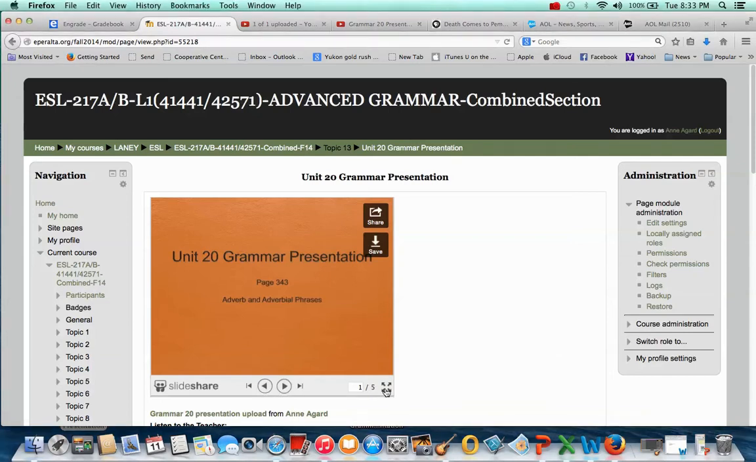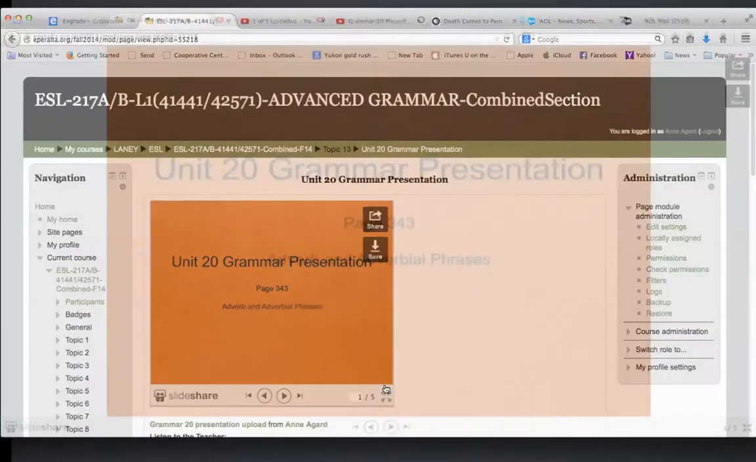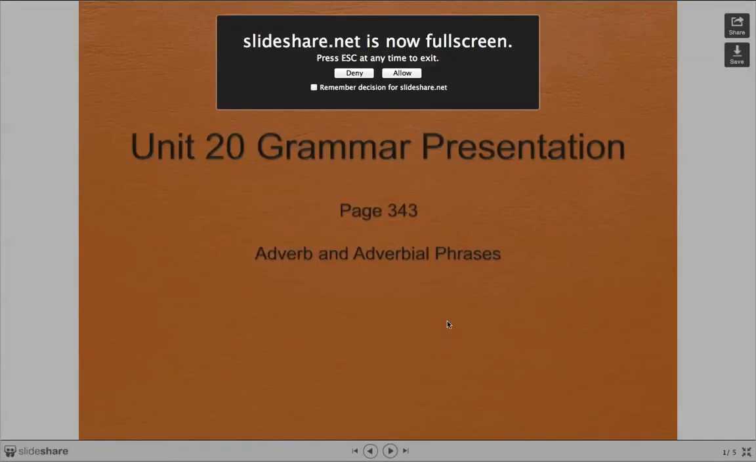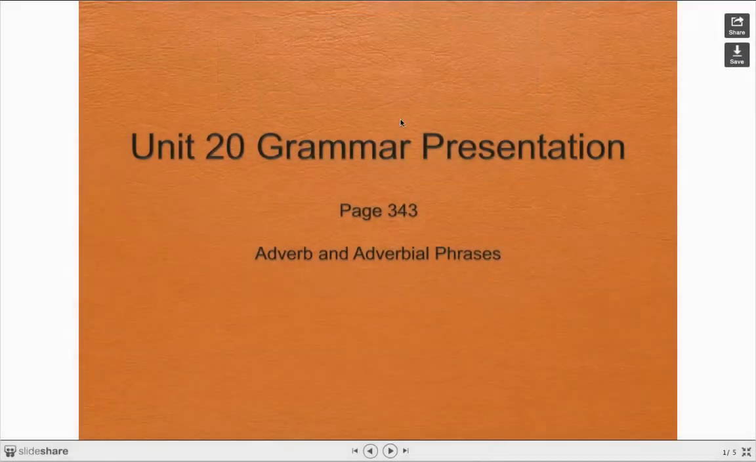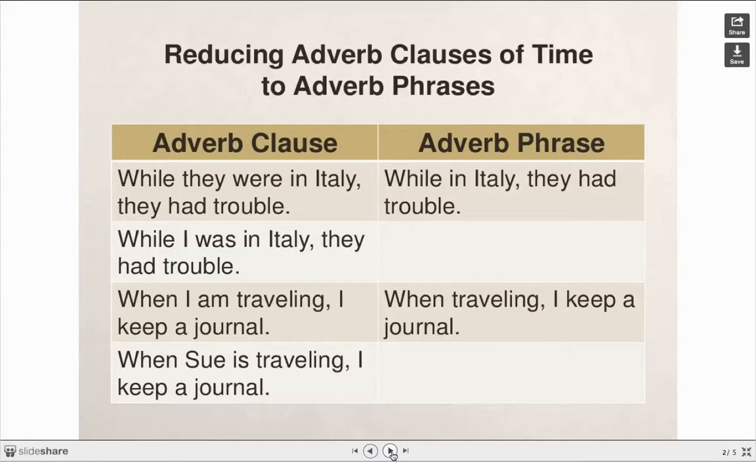Okay, we're looking at the Unit 20 grammar presentation, which is on page 343. The first explanation is about reducing adverb clauses of time to adverb phrases.